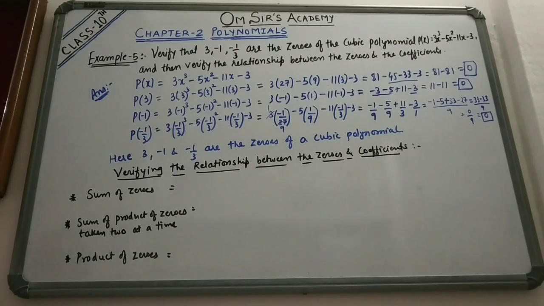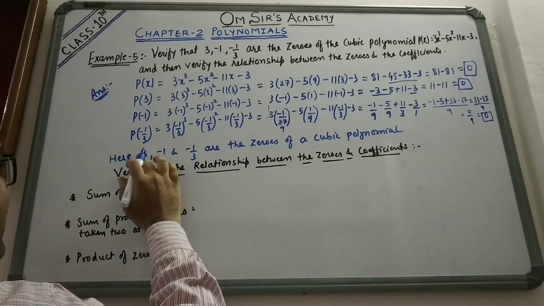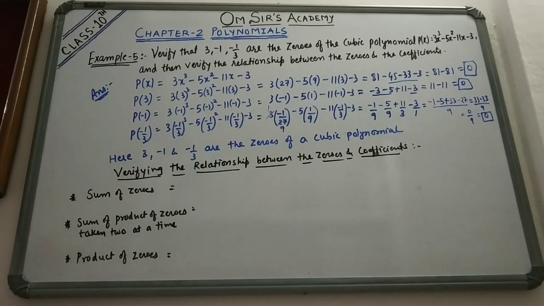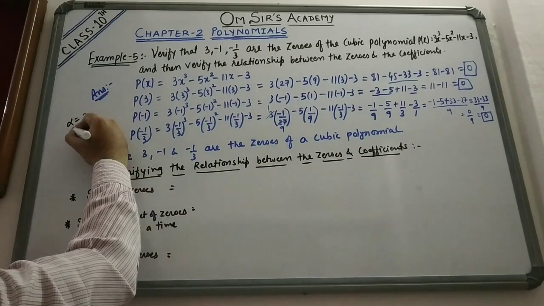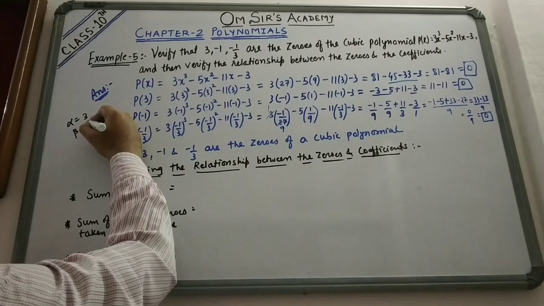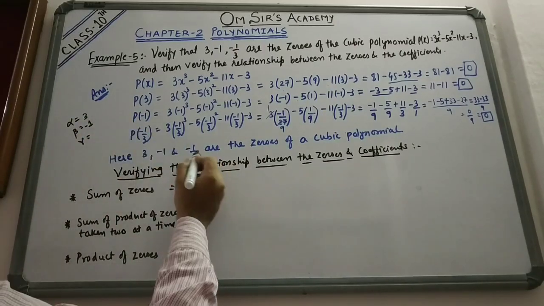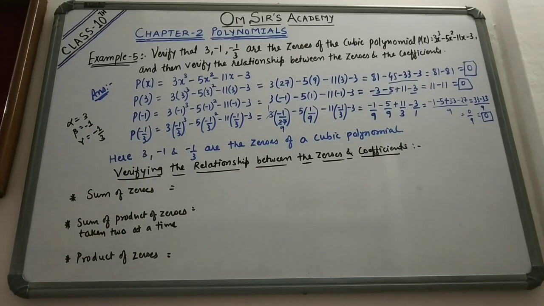So in the first case, sum of zeros, what will come? How many zeros we had? We had 3 zeros, that is alpha, beta and gamma. So here what I am taking, alpha is equal to first zero as 3, beta I am taking as second zero as minus 1, and gamma I am taking as minus 1 upon 3. Is it clear, friends? So these are the 3 zeros, alpha, beta and gamma.